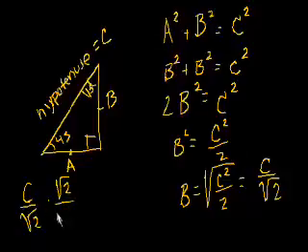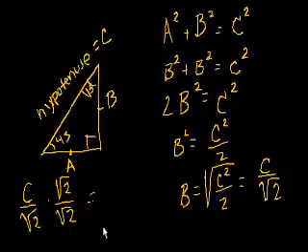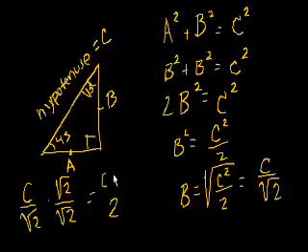Because when you multiply the numerator and the denominator by the same number, that's just like multiplying it by 1, because square root of 2 over square root of 2 is 1. And the reason we're doing this is because the square root of 2 times the square root of 2 is 2. Right? Something times itself is 2, so the square root of 2 times the square root of 2 is going to be 2. And then the numerator is c times the square root of 2.